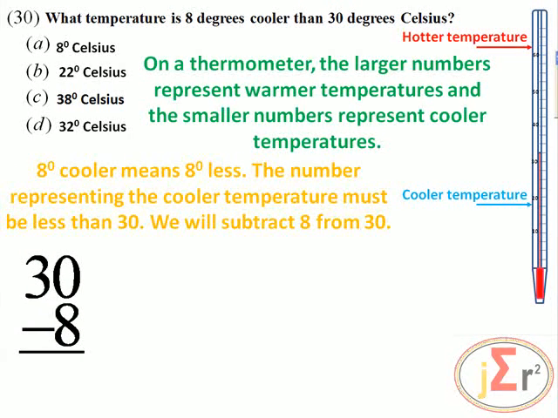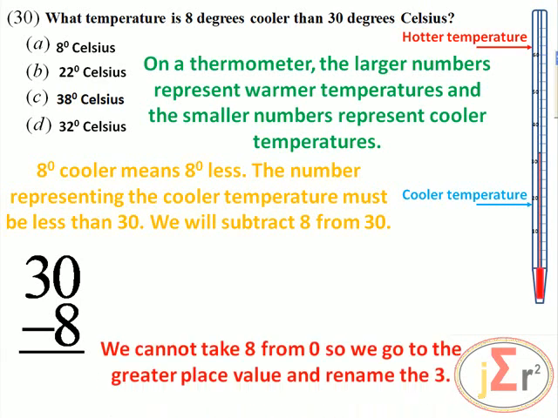So if we are talking about 8 degrees cooler than 30, it means that it is lower than 30 degrees by 8 degrees. So 8 degrees cooler means that if we are at 30, we will be going down in temperature and we will be going lower and lower in the number that represents the temperature.